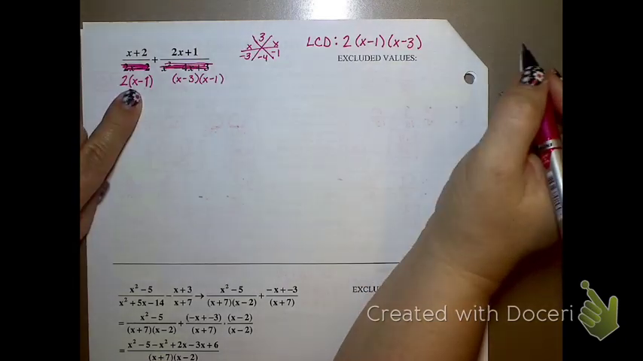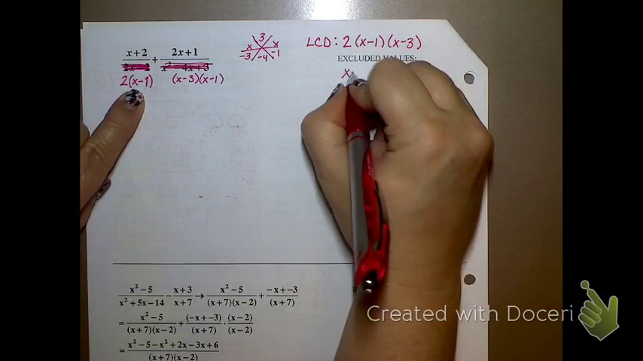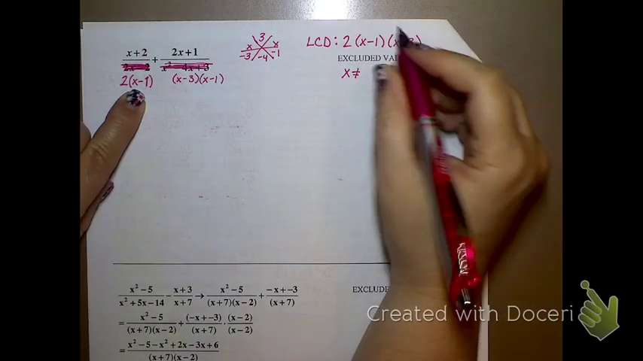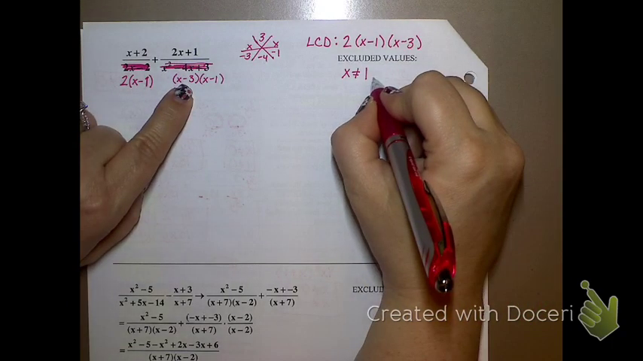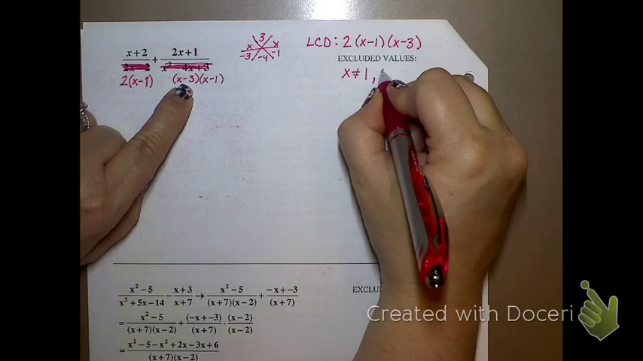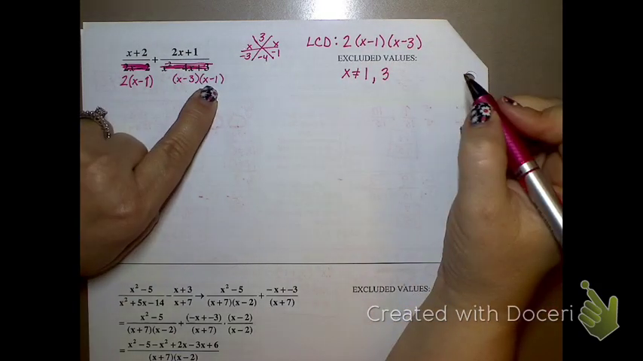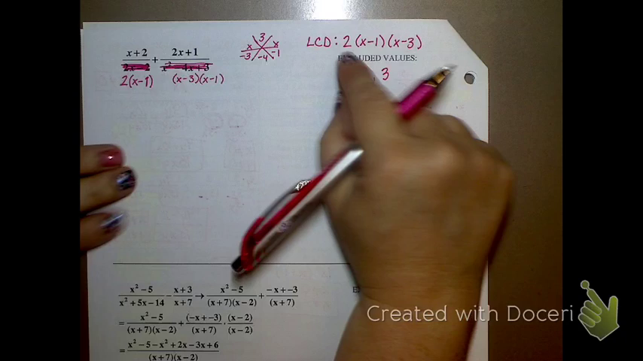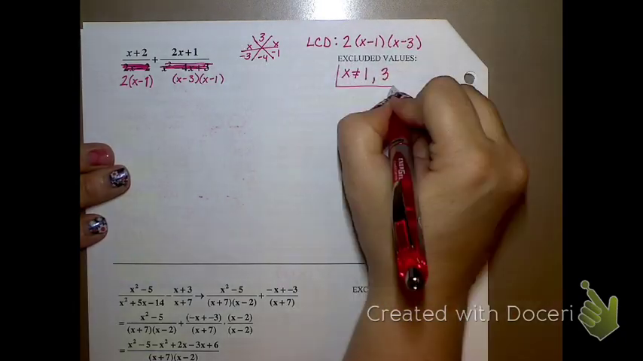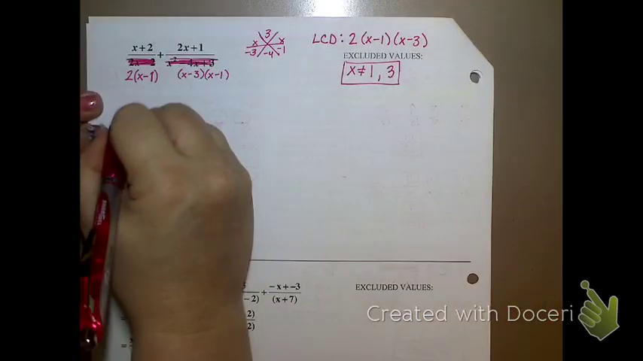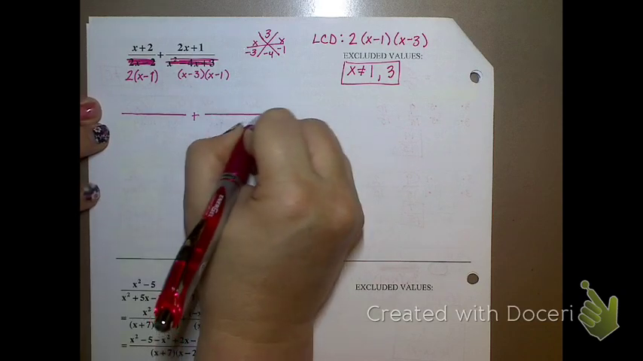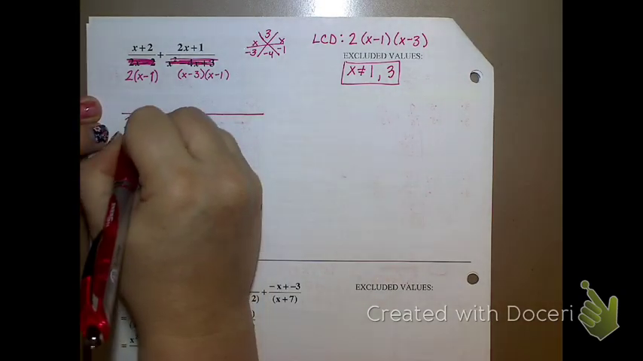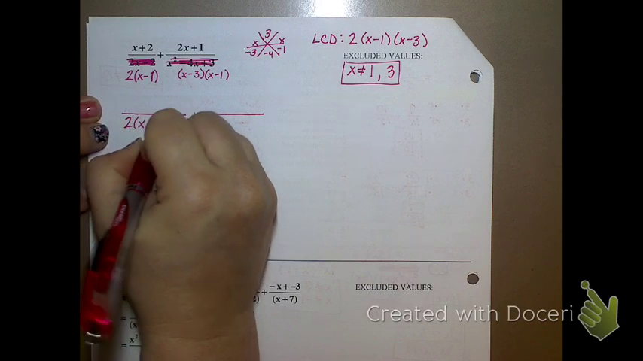From my original one right here, what's an excluded value? X can't equal 1. From here, x can't equal 3 and 1 again. And those are the same ones in my LCD, so that should be my excluded values there. All right, fraction plus fraction, and both of these new fractions have to have that LCD.